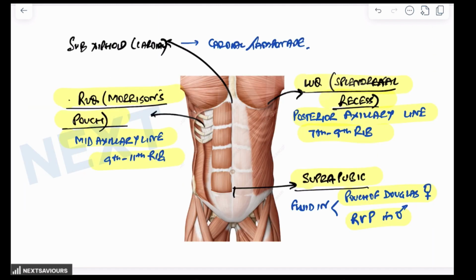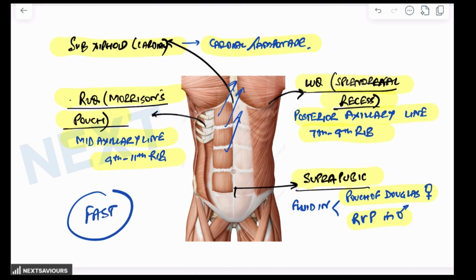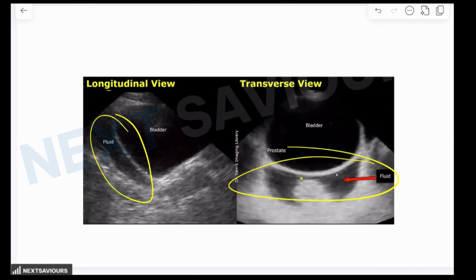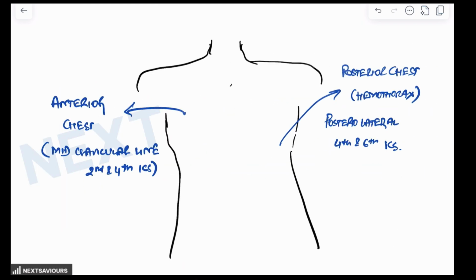And then finally, the subxiphoid, which is for the identification of pericardial effusion or cardiac tamponade. The probe is placed subxiphoid, angled superiorly towards the heart. So these are the four probe placements, which is actually the FAST. And what is extended FAST is where additional probe placements are there for thoracic evaluation.